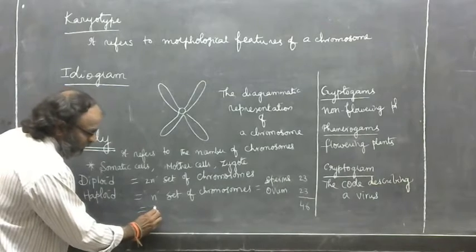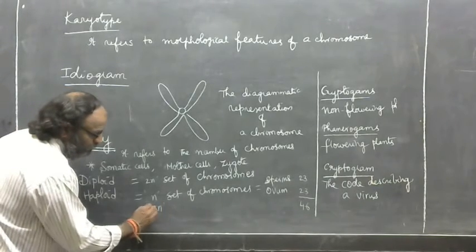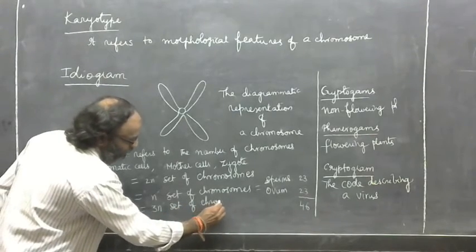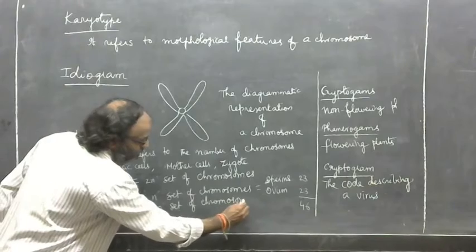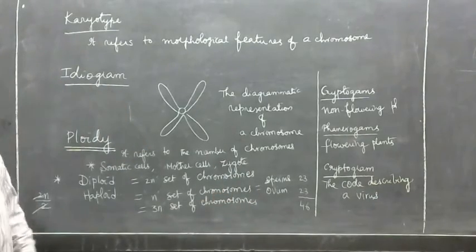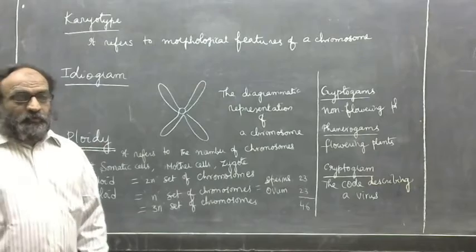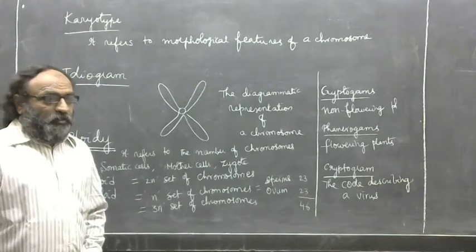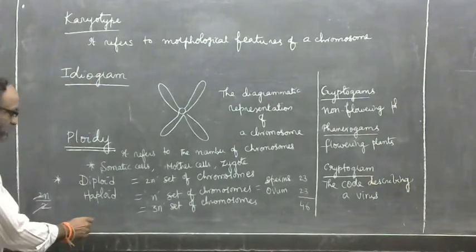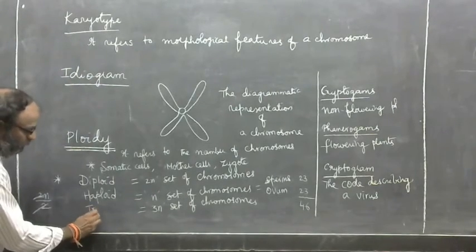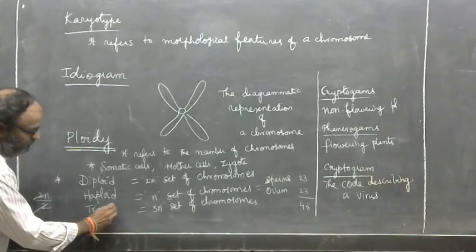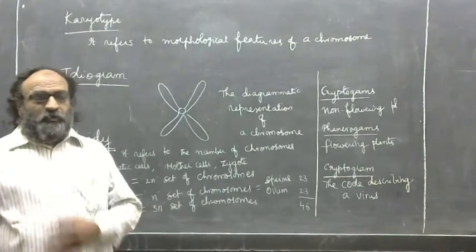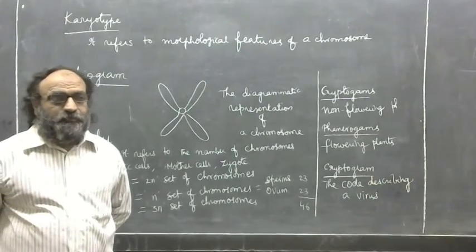Now, having 3n set of chromosomes. When there are 3n set of chromosomes, what is it called? It is called triploid condition. Triploid. Having 3n set of chromosomes is a triploid condition.